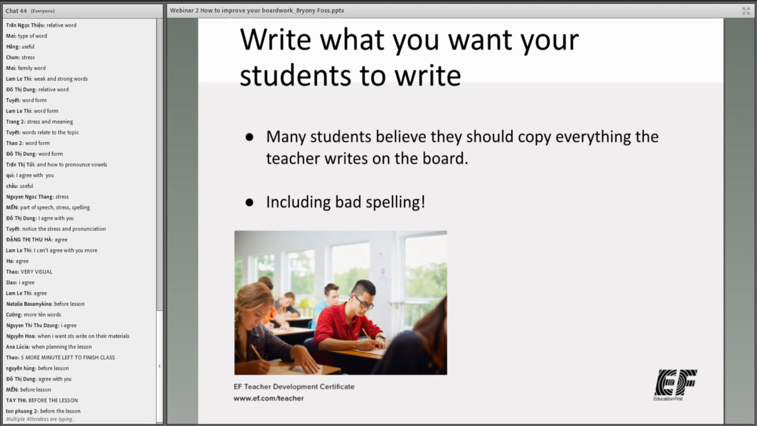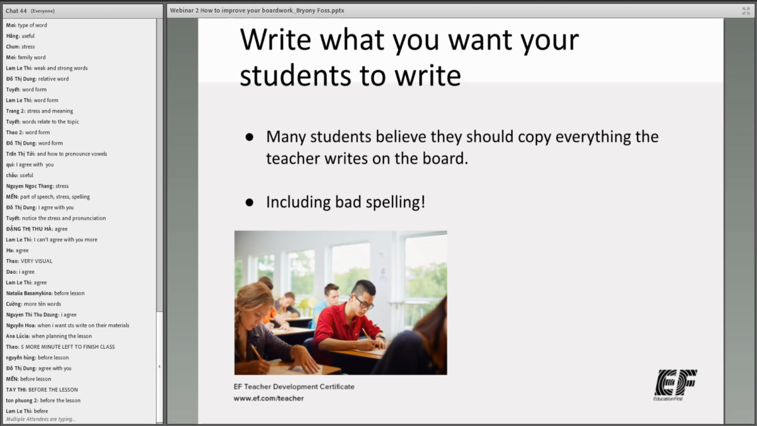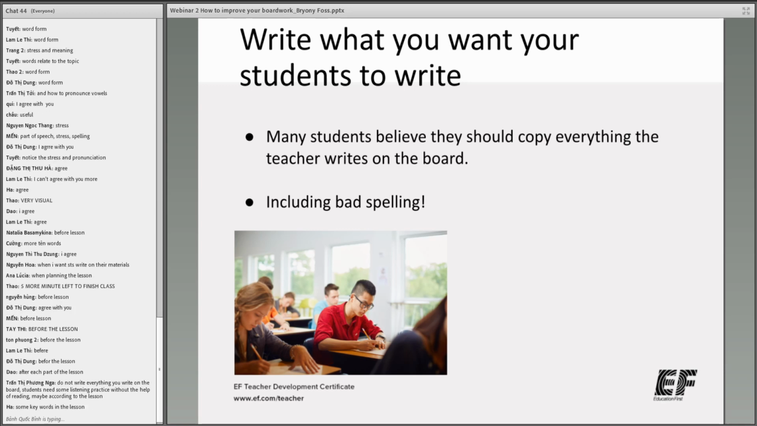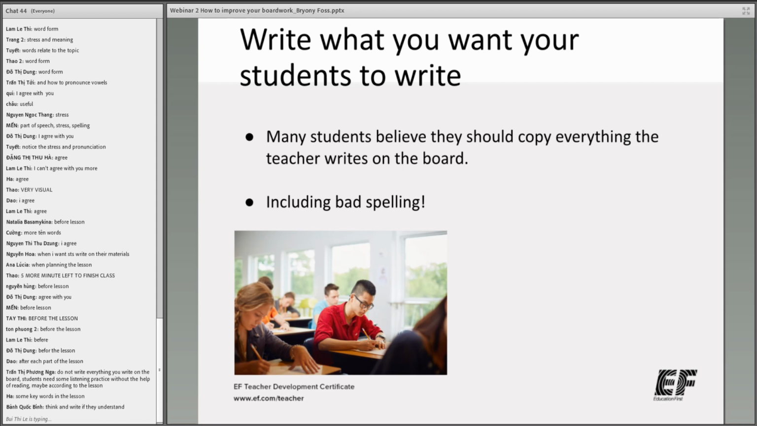Yes, good. Also, when you write on the board, be careful about your spelling. If you spell something wrong on the board, your students will copy it down, assuming that it's correct. However, if you notice after you've written it down that you have spelled something incorrectly or you notice a mistake, don't be afraid to tell your students, I've made a mistake. I need you to correct this word.